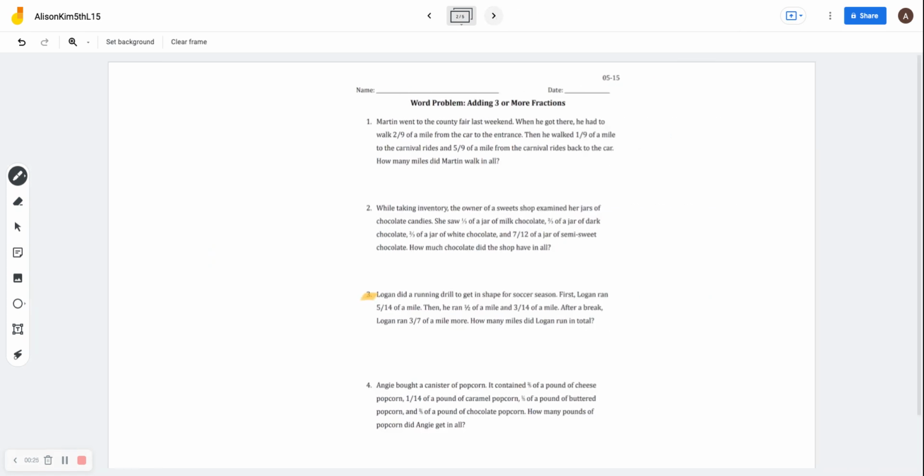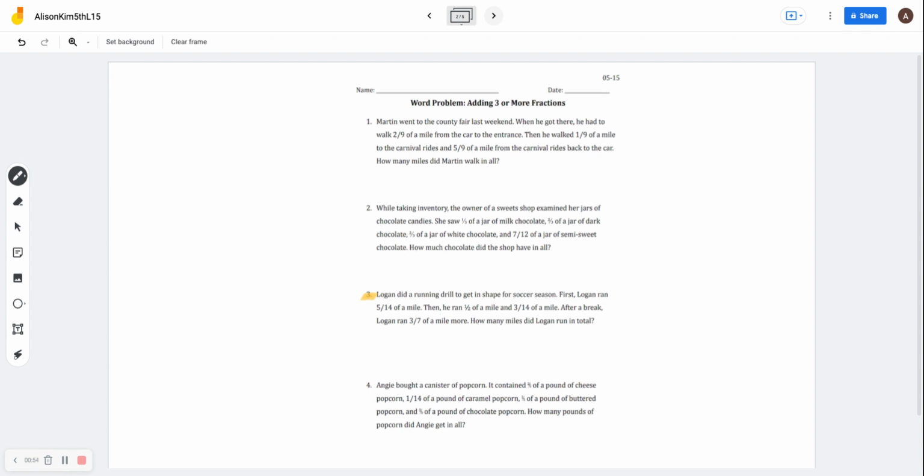We're going to get started with adding three or more fractions, and in this one, it's going to be a word problem. Let's read number 3. Logan did a running drill to get in shape for soccer season. First, Logan ran 4/15 of a mile. 5/15 of a mile. Then he ran half of a mile and 3/14 of a mile. After a break, Logan ran 3/7 of a mile more. How many miles did Logan run in total?